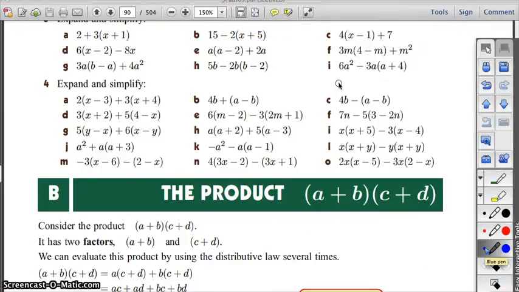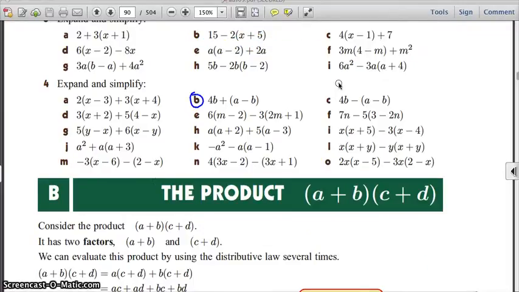Question 4. I might go through this one. This caused a bit of grief for the previous group. 4b plus a take b. All right, 4b plus a take b. Why is it causing some grief, do you reckon? Woody?